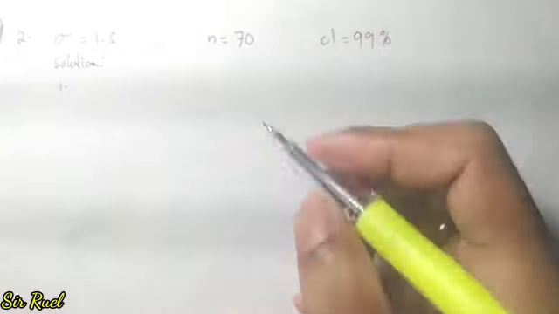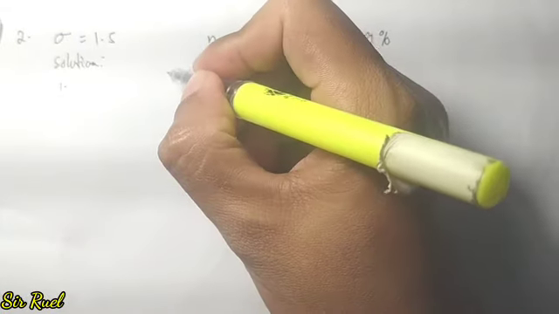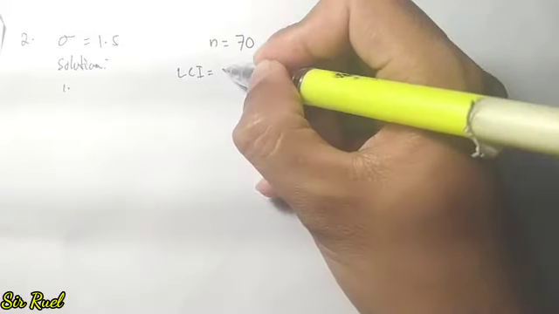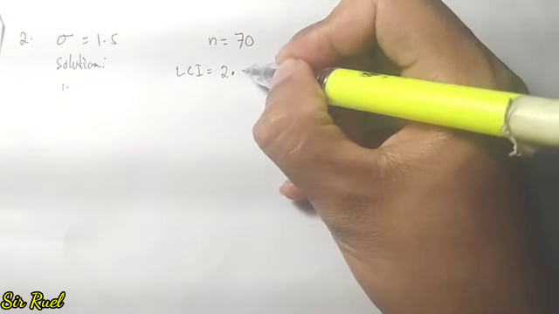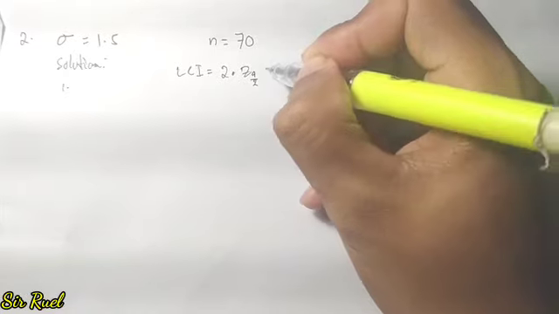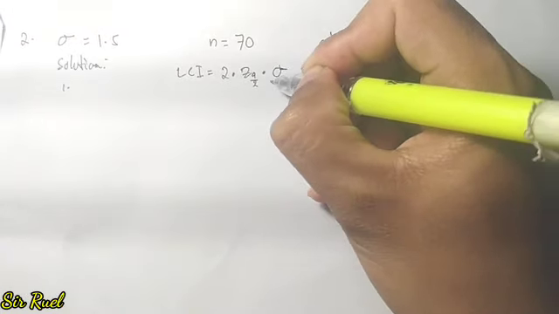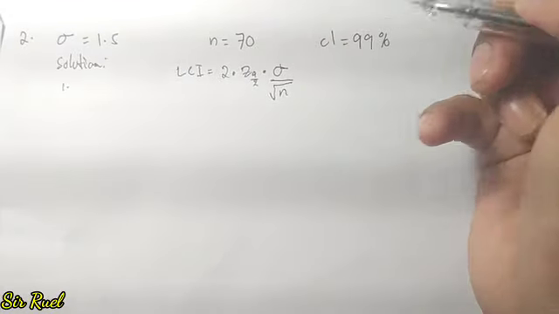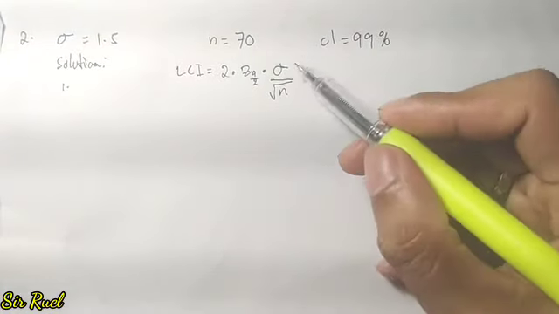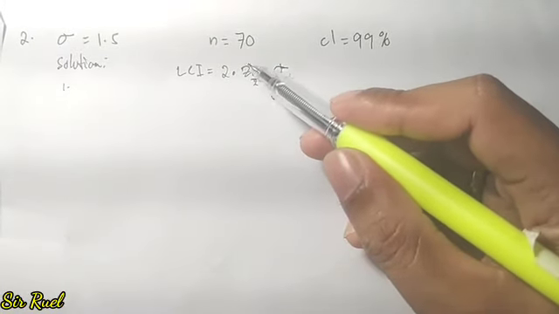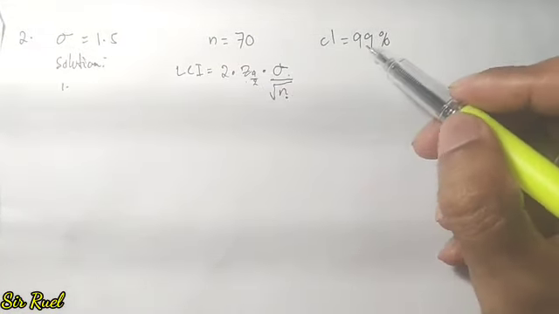So, first step is you need to find, sulat ko muna yung formula, baka nakalimutan. LCI is equal to 2 times z value of two tails times standard deviation divided by square root of sample size. So yun yung formula natin. Meron na tayong standard deviation, meron na tayong n. Bali, yung hinahanap natin dito is yung value ng z. Para mahanap yung value ng z, gagamitin natin si confidence level.